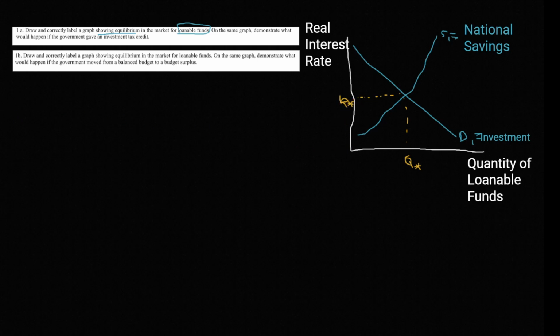All right, so we have an investment tax credit. Investment, meaning we're going to look at the demand curve, the investment curve. And tax credit, people get benefits from investing. More people will want to invest, shifting the demand curve, the investment curve, rightward. So this is now Q2 and R2.